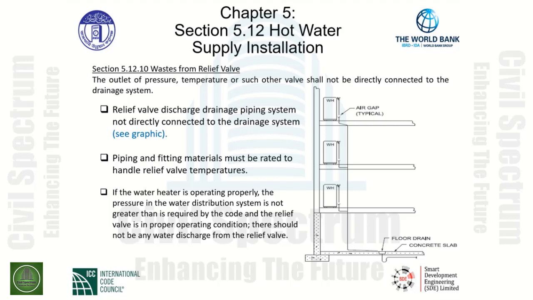The piping and the fittings of all these materials must be rated to handle the relief valve temperatures. So when you see this out in the field, we must verify that the piping is adequate to handle the elevated temperatures. If the water heater is operating properly, the pressure in the water distribution system is not greater than it is required by the code, and the relief valve is in proper operating condition. There should not be any water discharging from the relief valve.